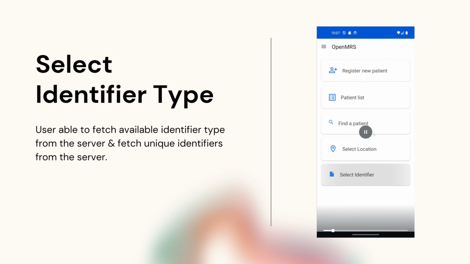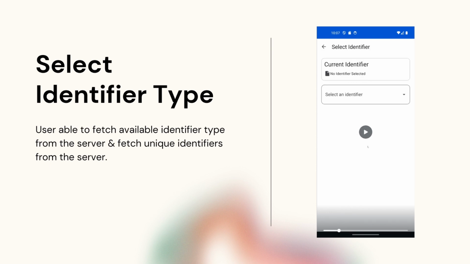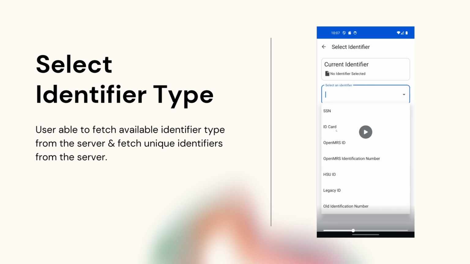After selecting the location, the user can select the identifier. This is the patient identifier type. Here, as you can see, this server has identity card, OpenMRS ID, HSU ID, and legacy ID as the identifier types.